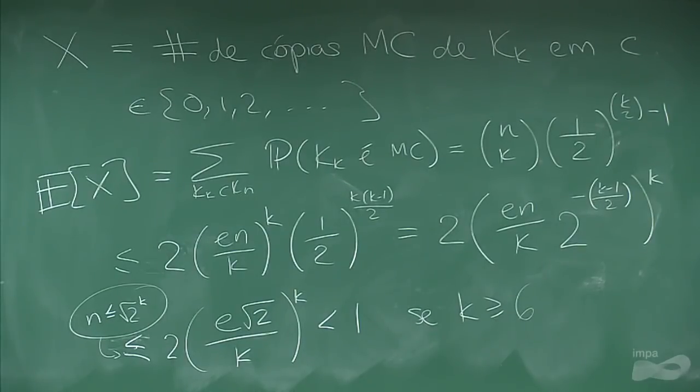So we've shown that if n is at most root 2 to the k, then the expected number of monochromatic cliques is less than 1. How do you finish the proof? Why are we done?